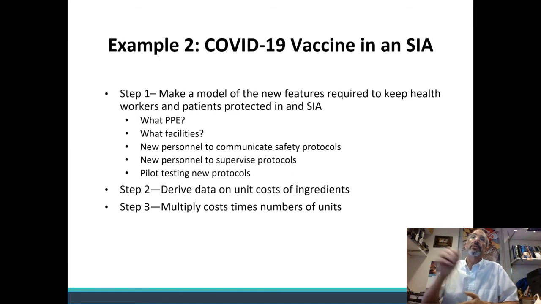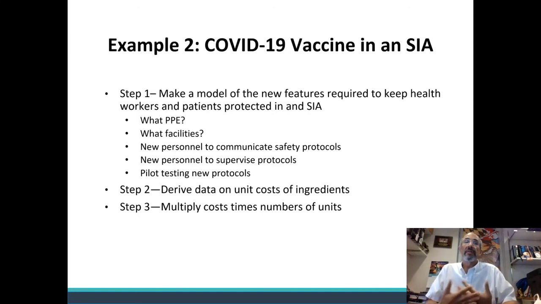Another example would be to model how to adapt campaigns and supplemental immunization activities, or SIAs, to be adapted into the COVID-19 framework. We need to make models of the new features required to protect the health workers and the patients in this new campaign. What will we need for masks and gowns? How will we keep the facilities sanitary? How will we communicate safety protocols? How can we supervise the protocols? And how can we pilot test the new protocols to work them out?